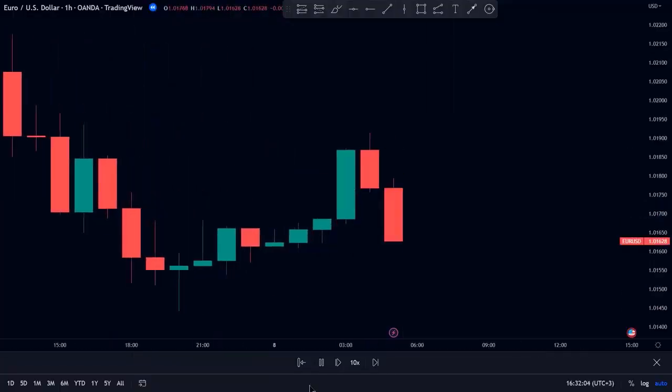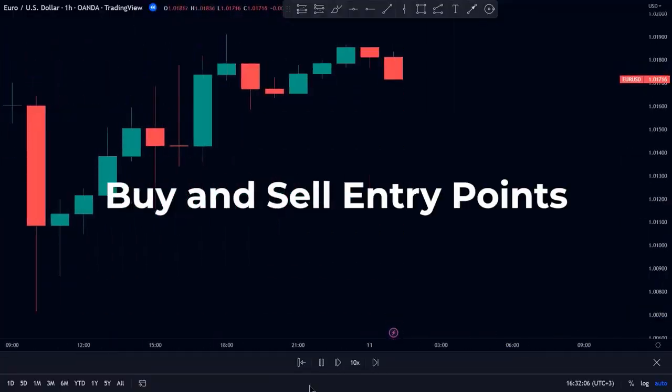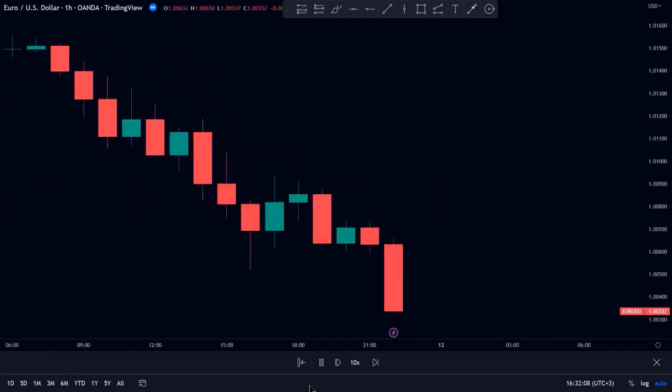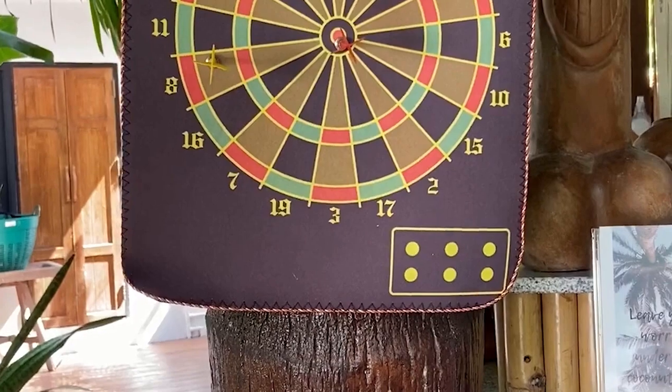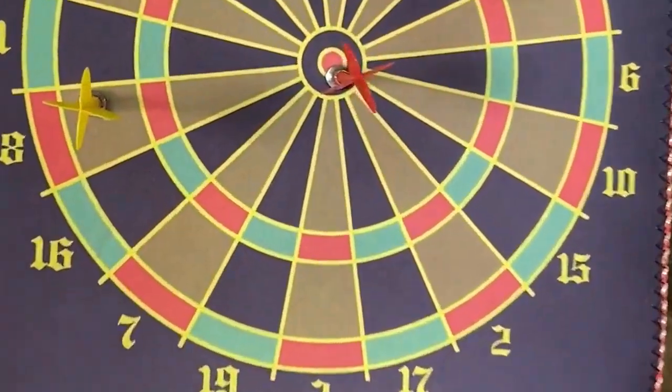This indicator is great at finding buy and sell entry points based on market momentum, but we're going to combine it with other confirmation indicators to create a highly effective trading strategy.